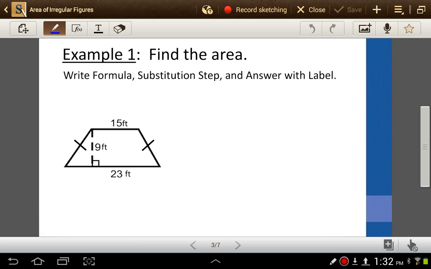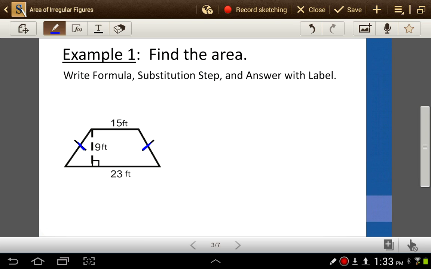Okay, so in example 1 here I have a trapezoid. Now there is a formula for a trapezoid, but we're not going to go over that. We're going to break it into smaller pieces. Now when you look at this, because I have the tick marks on the side there, that illustrates that they are congruent to each other, which means that the two sides of the shape, the left side and the right side, are congruent to each other, and that's going to be important when we move on here.